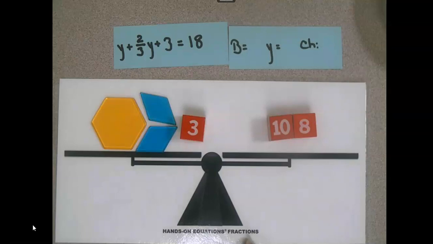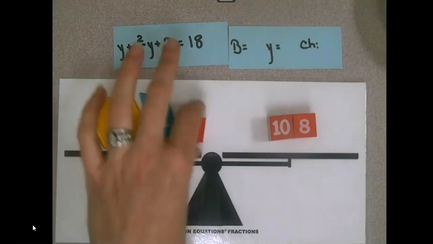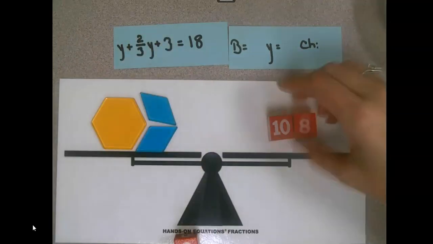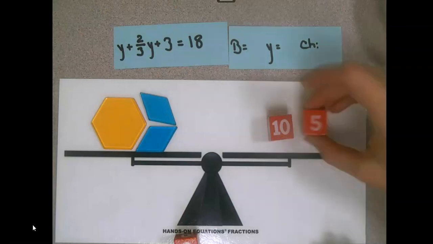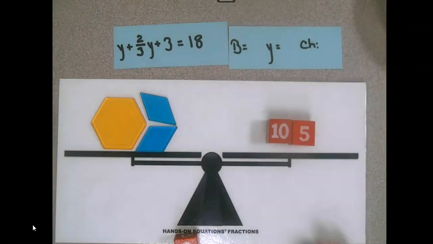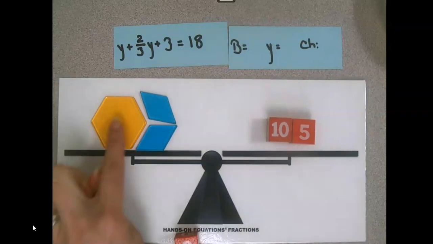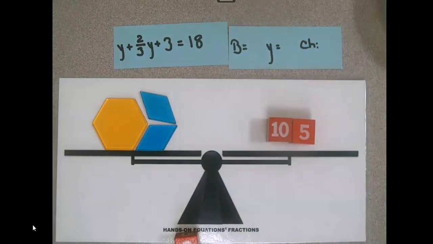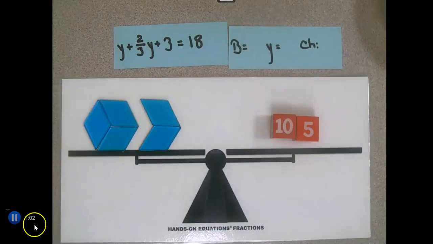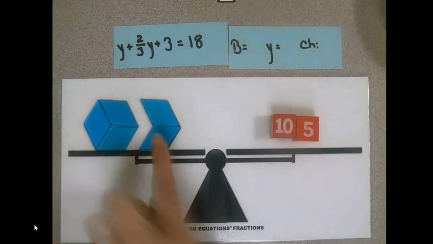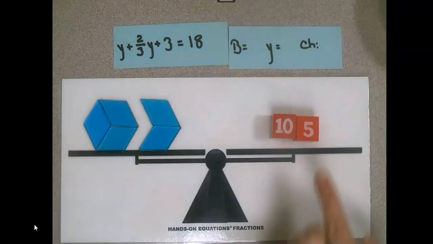So first I'm going to do a legal move of removing a 3 number cube from this side, which makes this side now equal to 15. And since we now have our numbers isolated on this side, we want to replace our yellow block with 3 blues, since that's what we are solving for. So once we replace our yellow block with our 3 blue blocks, we now see that we have 1, 2, 3, 4, 5 blue blocks on the left side being equal to 15 on the right side.